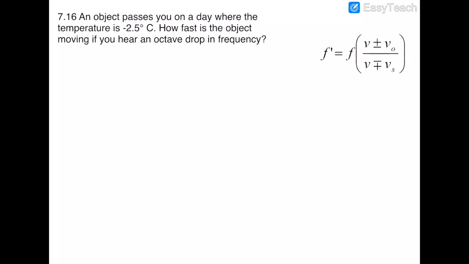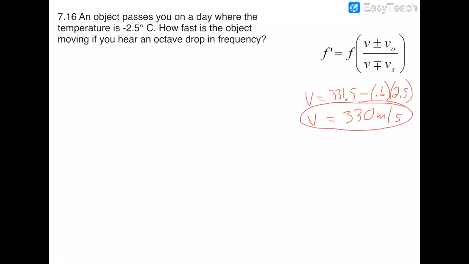Okay, so we can real quickly here figure out the velocity, speed of sound. It's going to be 331.5 plus a minus, or you could just do a minus 0.6 times the 2.5 would give me a velocity of 330 meters per second is how fast the speed of sound is going. Okay, so we'll use that, but we won't use that to the very end, actually.